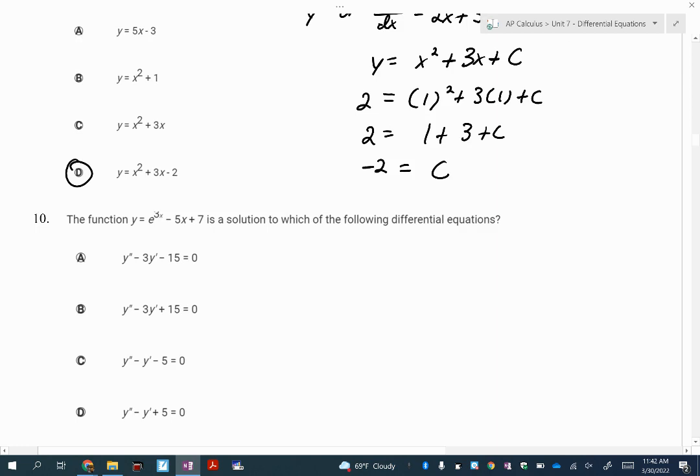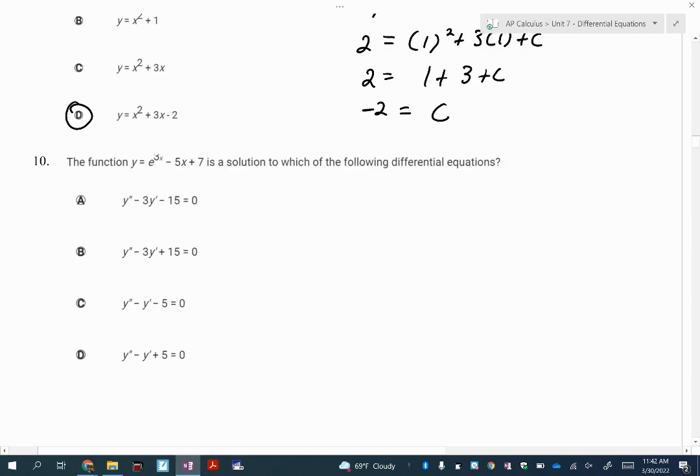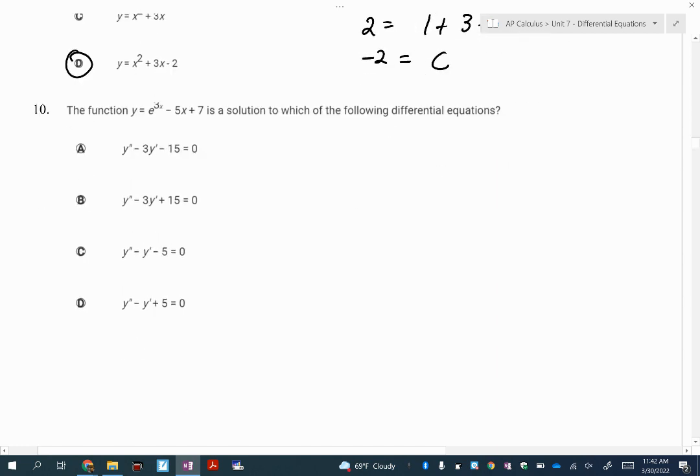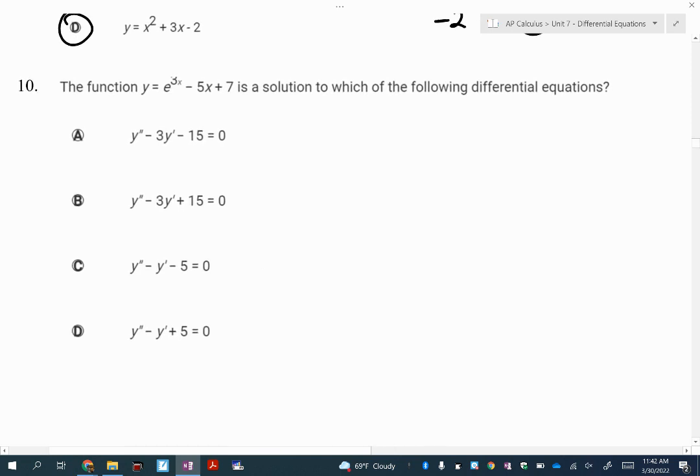Okay, number 10. It says, which of the following differential equations would this function be a solution to? If you notice, in A, B, C, and D, all 4 answer choices have y double prime and y prime. So I need to find the first derivative and the second derivative of this original y function. I'm going to copy down e to the power of 3x. The derivative of 3x is going to be 3. Derivative of negative 5x is negative 5. So that's the first derivative.